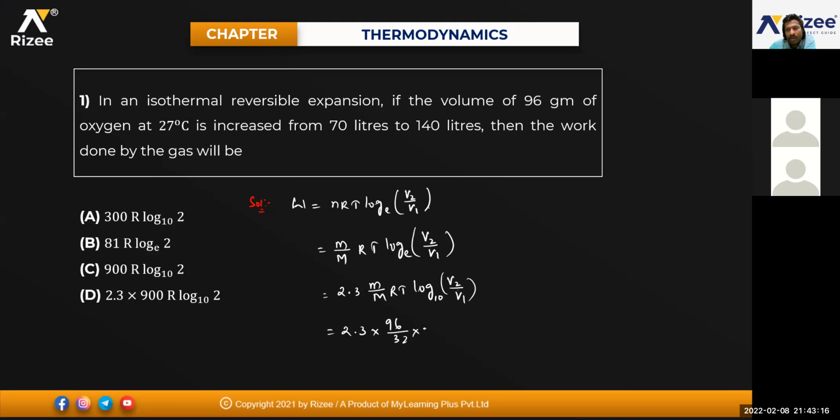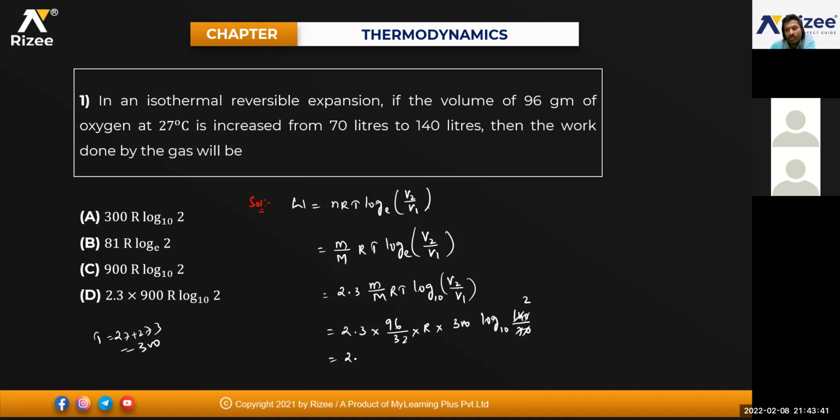32 into R value. You will get the answer in terms of R only. Okay, I'll keep it in terms of R, into temperature. T is equal to 27 plus 273, that means it will be 300 Kelvin. So into 300 Kelvin, log to the base 10 of 140 divided by 70. So this one and this one will get cancelled. 7 ones are 7, 7 twos are 14.